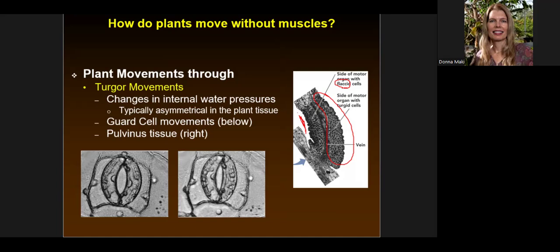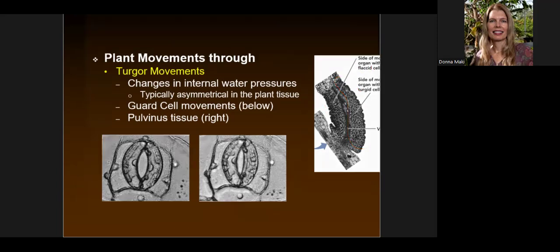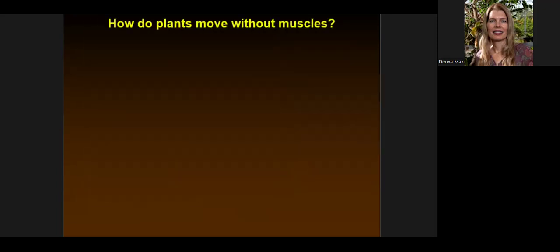This is like a leaf petiole, like a leaf stem. And so you're seeing here lots of pressure, and then on the other side, not much pressure. And that would cause a little bit of a bending of the petiole, of the stem. And so I'll come back to this idea with the so-called pulvinous tissue. So that's one way, turgor movements, it's water pressure.